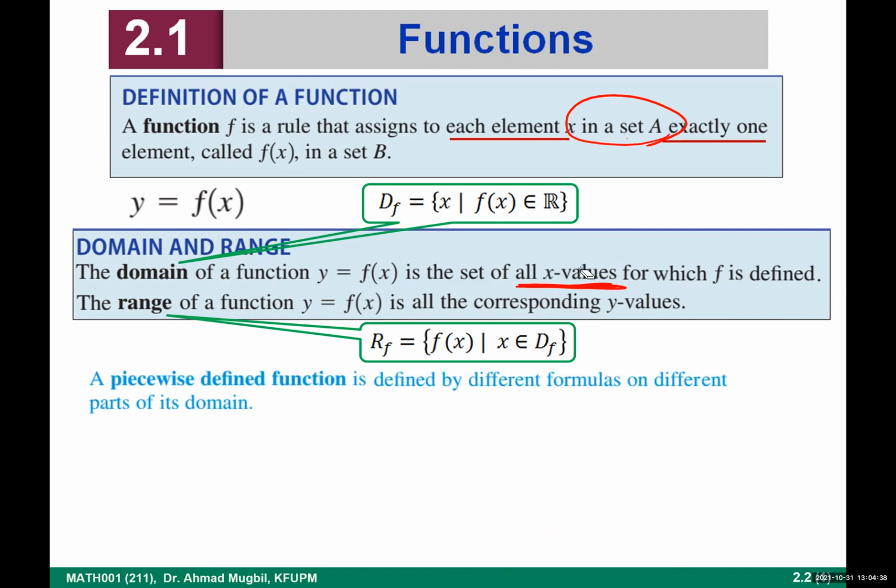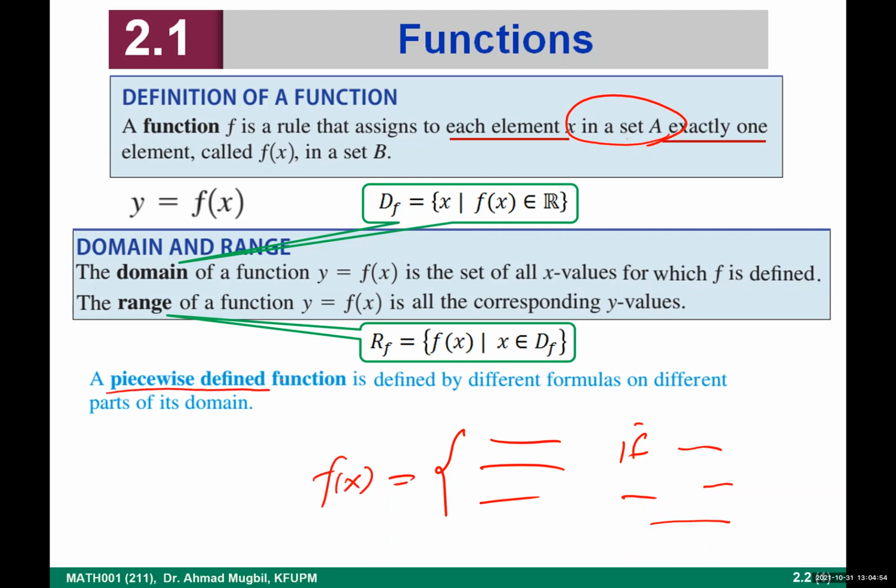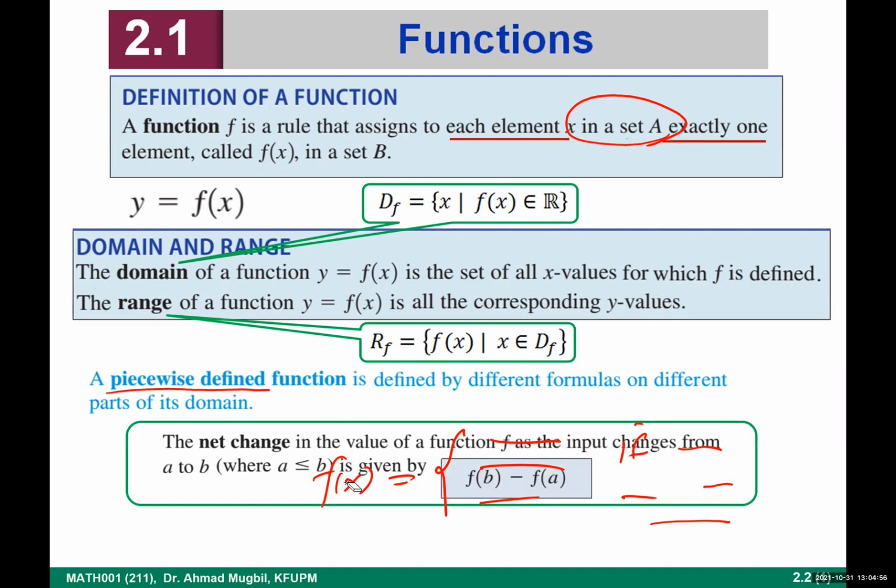Okay, what else did we have? We will mention this maybe tomorrow more, the piecewise defined function, when you have a function that has different formulas over different parts of the domain. This is, of course, called a piecewise defined function. What we also studied in the previous class, the net change. It is just the difference between the value of the function at the end and the beginning of the interval.